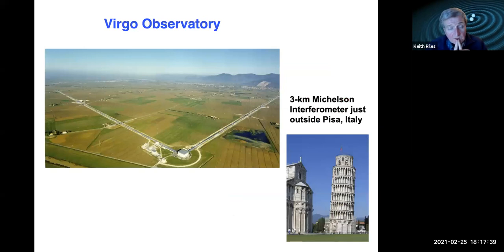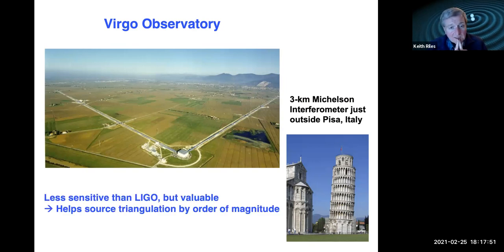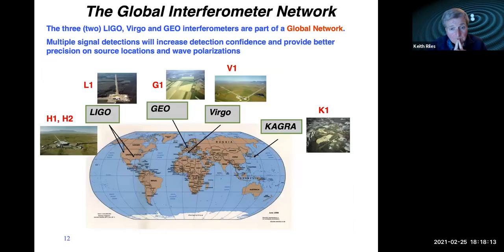We also work very closely with the Virgo Observatory. It's a European collaboration that has an interferometer in Cascina, which is not too far from Pisa, Italy. Virgo is not as sensitive as LIGO, but it's very valuable nonetheless, because if they see a signal, even if they don't see it as well as we see it, if they see it at a particular time, that gives us yet another precise timing measurement. And that improves our source triangulation, our sky localization, by about an order of magnitude, sometimes more than that.